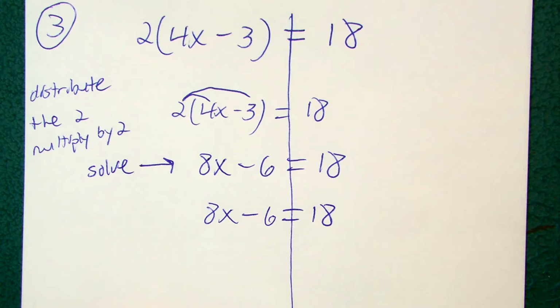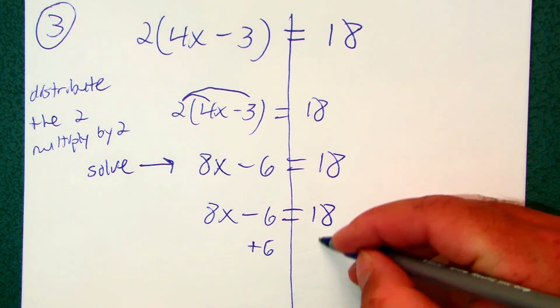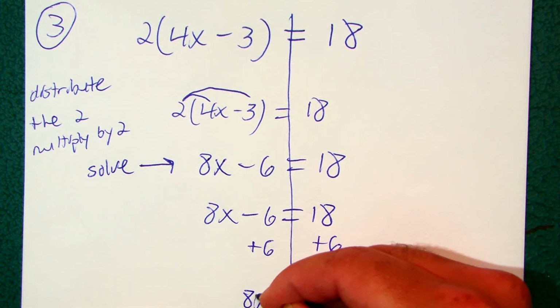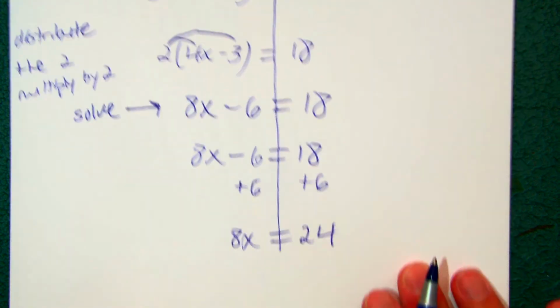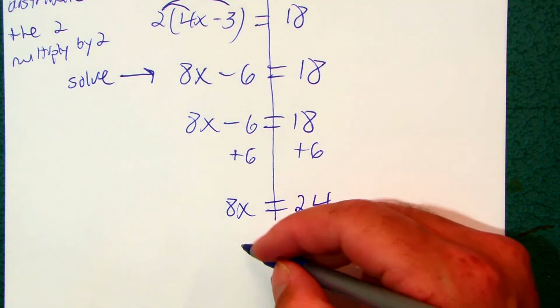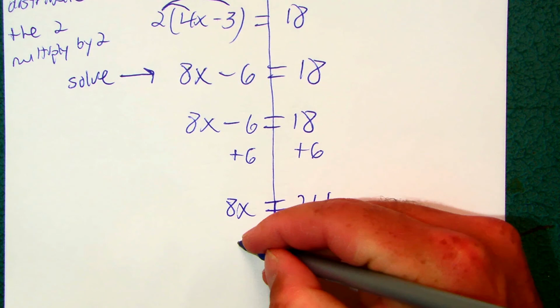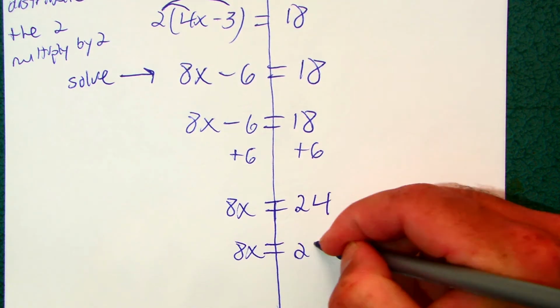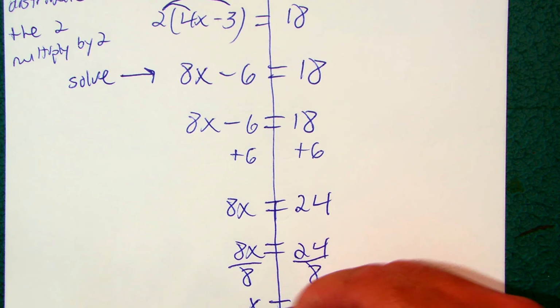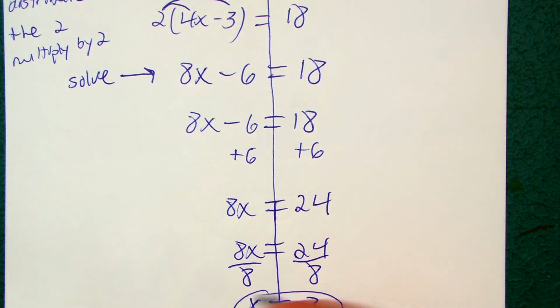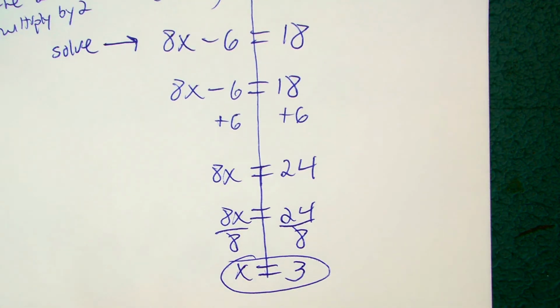Okay, we got x and a constant there. We're good to go. So I'm going to add 6 to both sides. So I get 8x equals 18 plus 6 is 24. Divide both sides by 8. 24 divided by 8 is 3. All right, so we got 2 more to go over here.